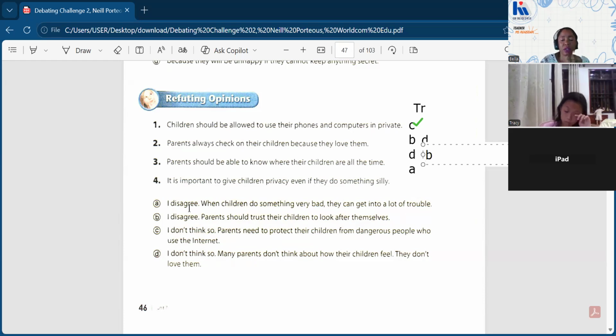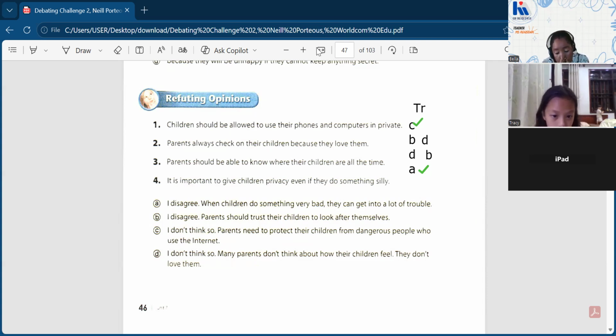And number four, it is important to give children privacy, even if they do something silly. And you chose A, which says, I disagree. When children do something very bad, they can get into a lot of trouble. And this one is correct. Now, Tracy, I want you to read all the opinions together with their refuting answers.